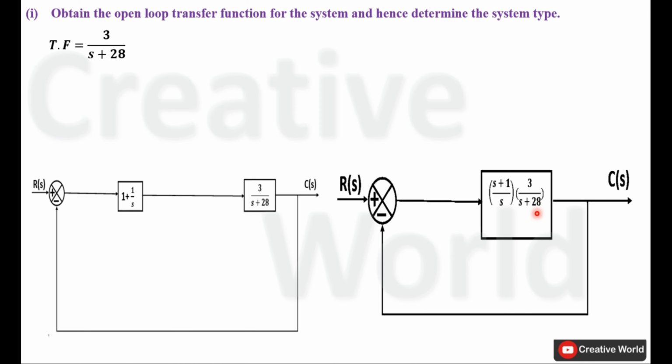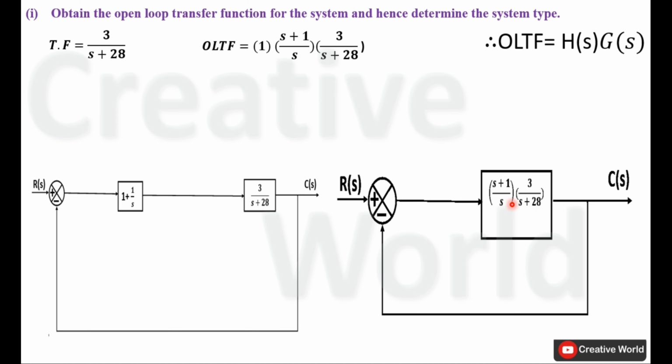Now in order to find the open loop transfer function of this block diagram, we will use the open loop transfer function formula, that is H(s) multiplied by G(s). H(s) is the feedback gain and G(s) is the feed forward gain. In this case, the feedback gain is unity, that is 1. So the open loop transfer function of this block diagram will be similar to the feed forward gain, that is (s plus 1) divided by s, into 3 divided by (s plus 28). So we have calculated the open loop transfer function of this block diagram.